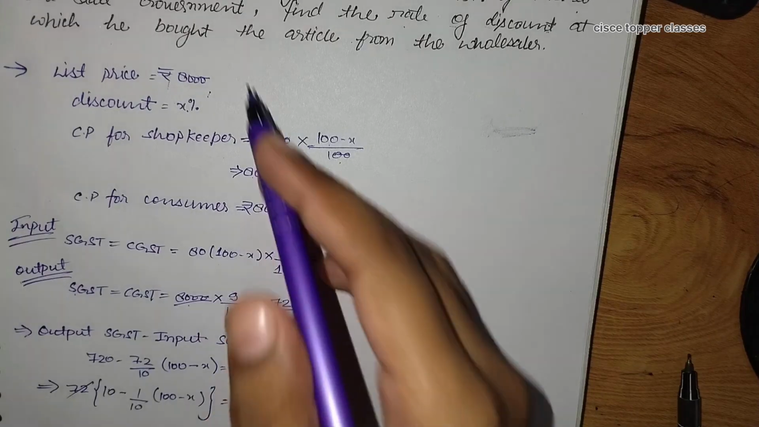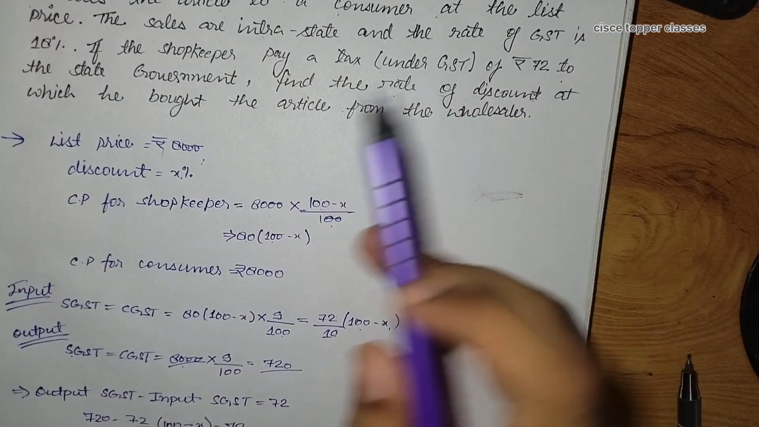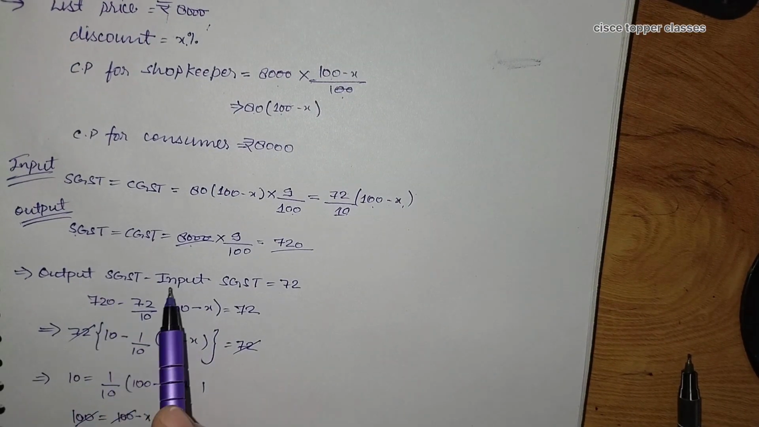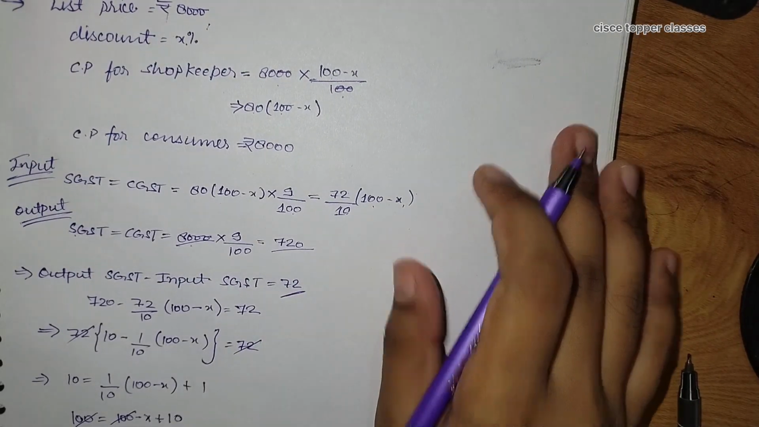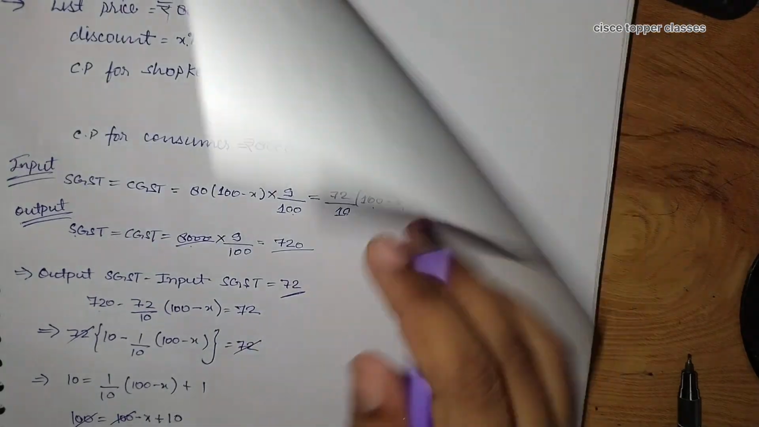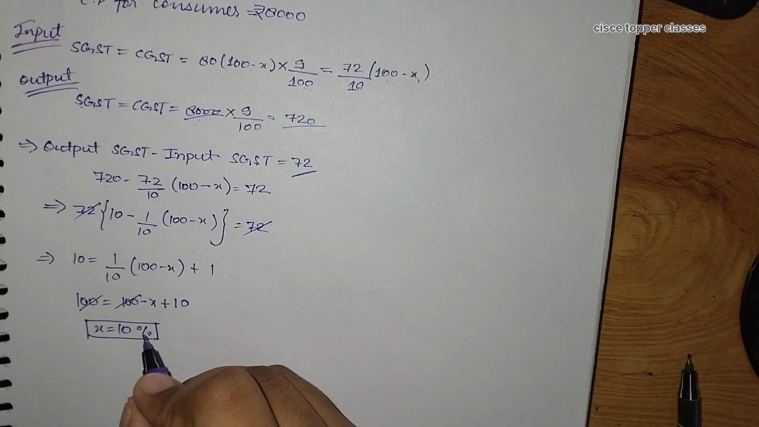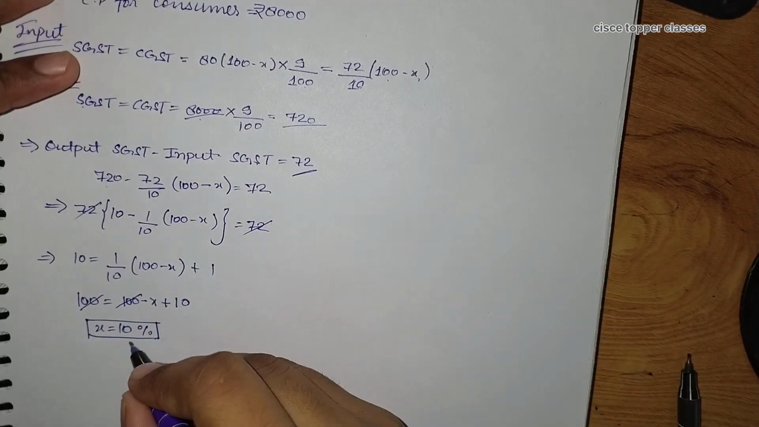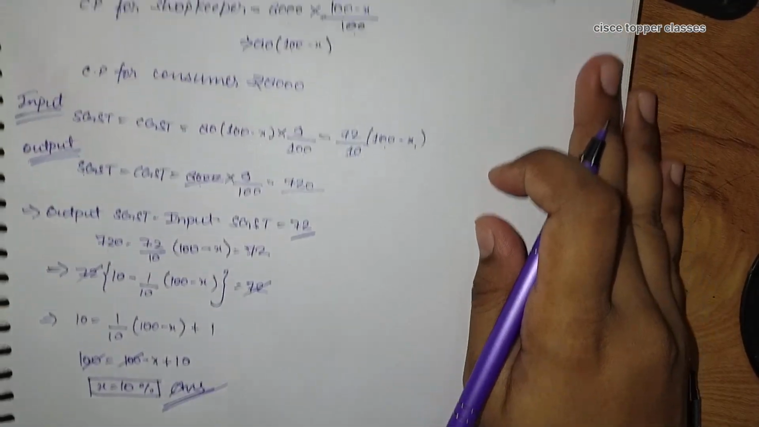Now, here it is given that the shopkeeper pays a tax under GST of rupees 72 to the state government, means output SGST minus input SGST, we will get the value which is payable by the shopkeeper. Hence, we will put the value here: 720 minus 72 by 10 into 100 minus x equals 72. From that, on calculating, we will get x as 10%. Means the discount at which the shopkeeper buys an article from the wholesaler is 10% here. So this is the final answer here in this question, and this is the solution of question number 18.